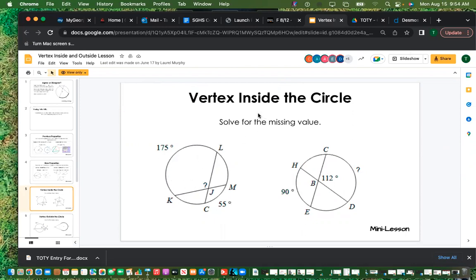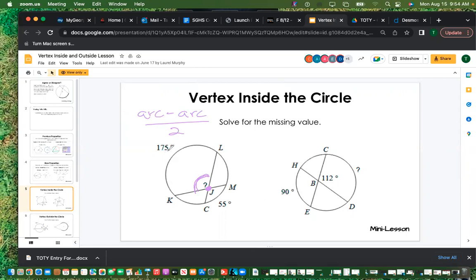Okay, now we have the vertex inside the circle. Remember the vertex inside the circle is talking about this one right here, this middle part right here. And we're trying to figure out what this angle is. So what we're going to do is we're going to do arc minus arc divided by 2.